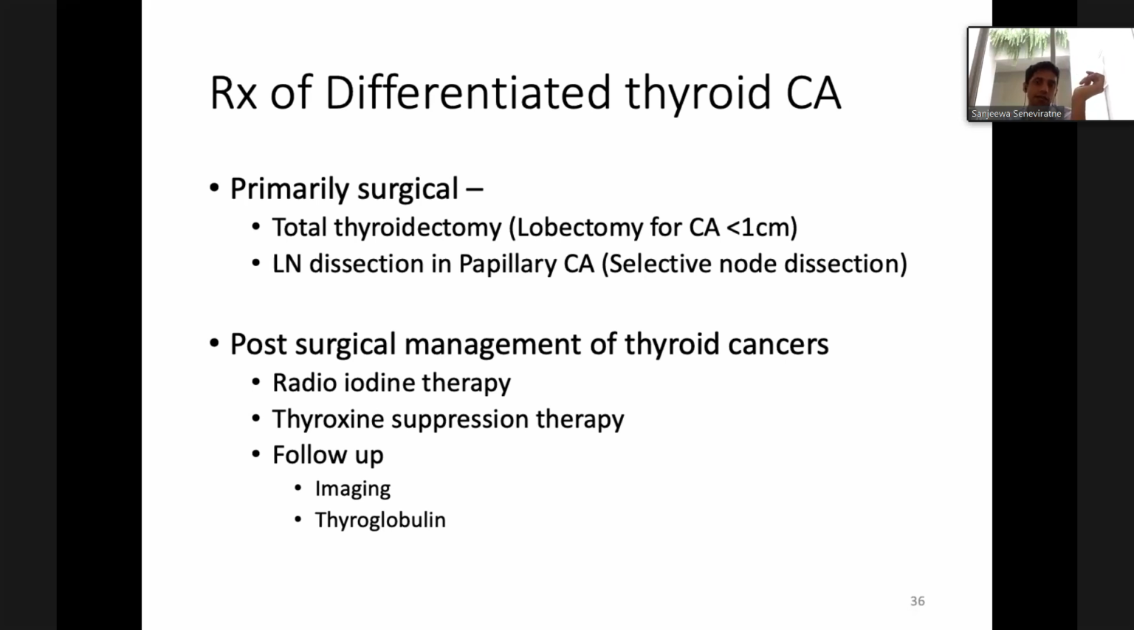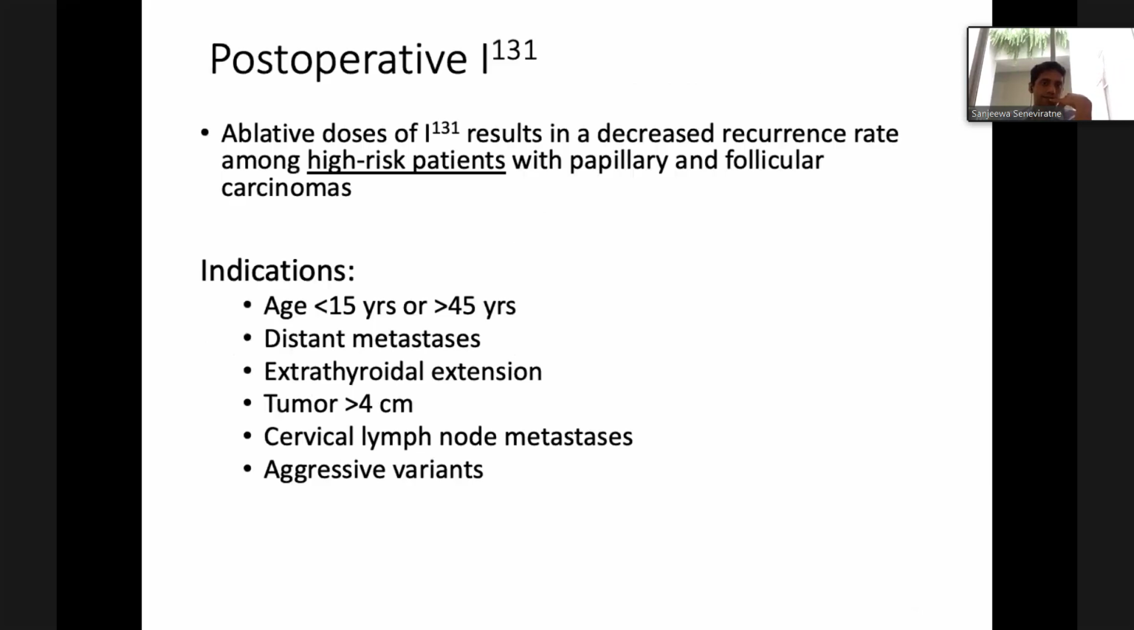So after radioactive iodine therapy and thyroxine suppression, we follow these patients up with maybe an annual ultrasound scan to look for a recurrence in the neck, and thyroglobulin levels, which is a very, very useful tumor marker. Because we have removed the thyroid gland completely, their thyroglobulin should be undetectable in these patients, as there is no thyroid. If it starts rising, then we know the patient is getting a recurrence.